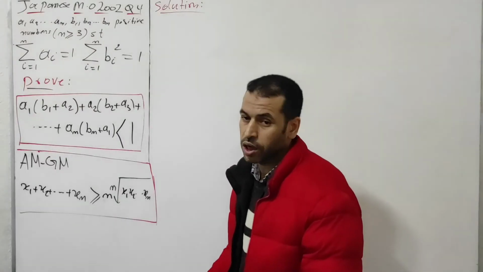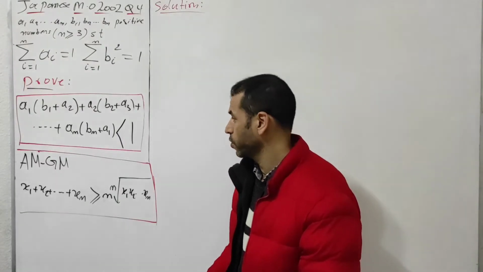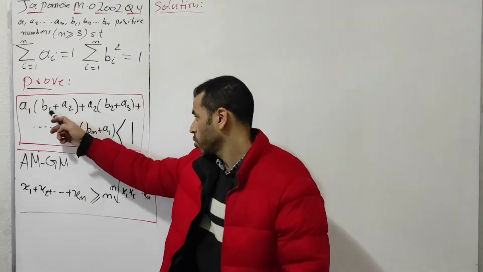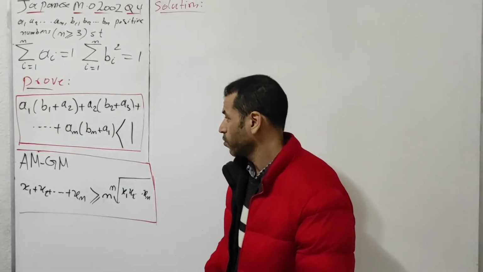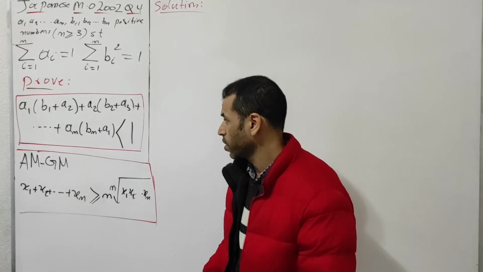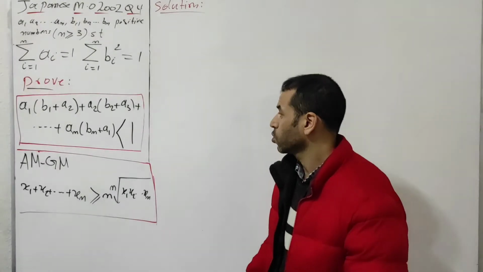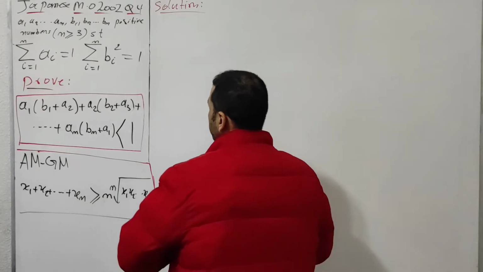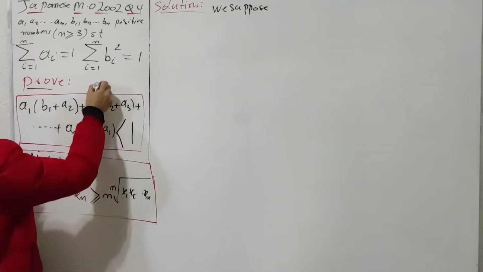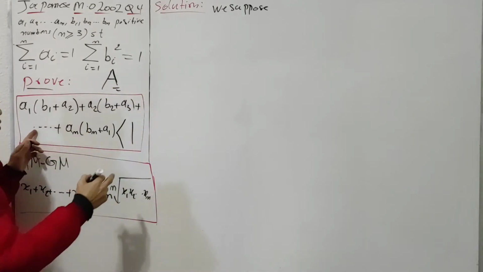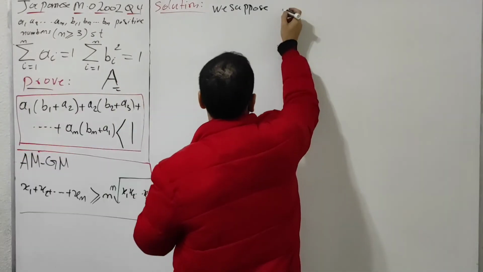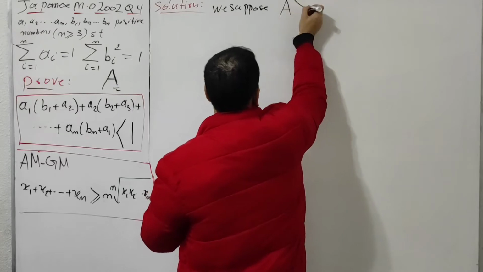We are going to use proof by contradiction. We assume this sum is greater than or equal to 1, and at the end we are going to find a contradiction. Let's call this sum capital A, so capital A is greater than or equal to 1.